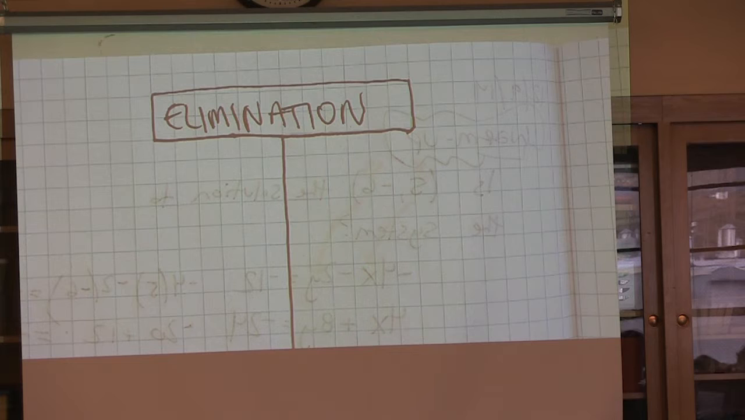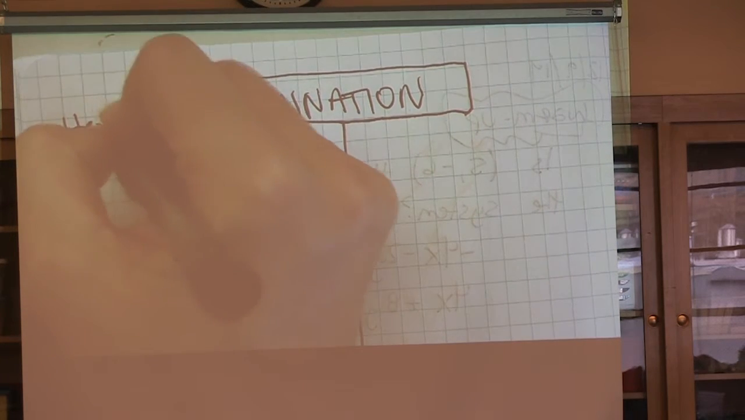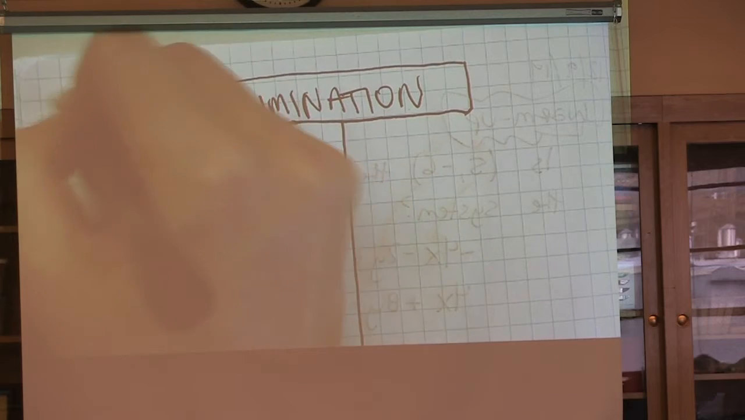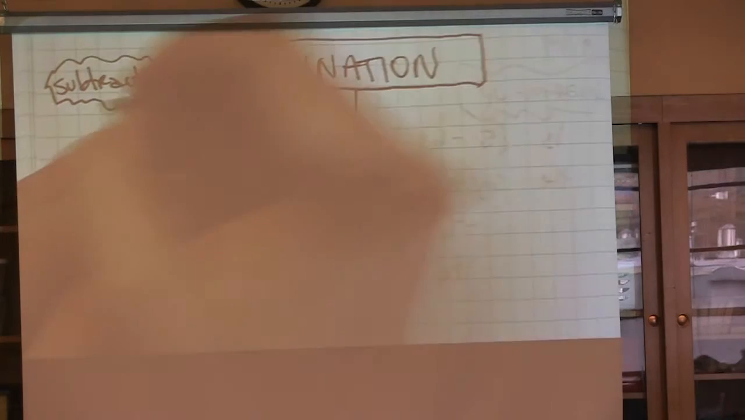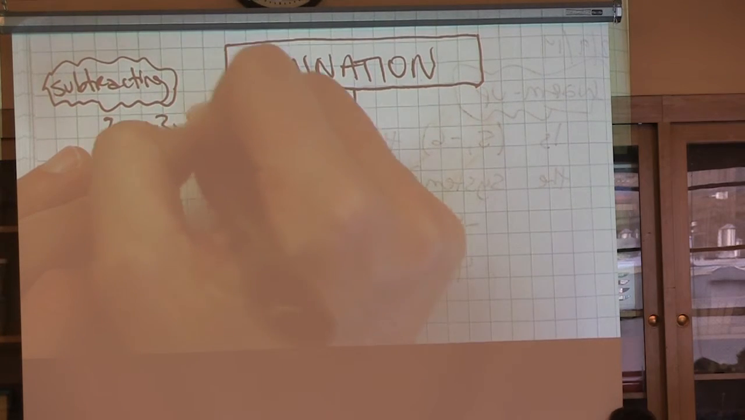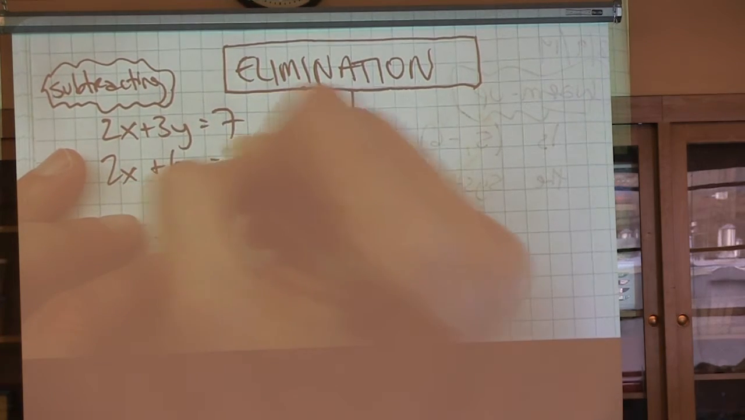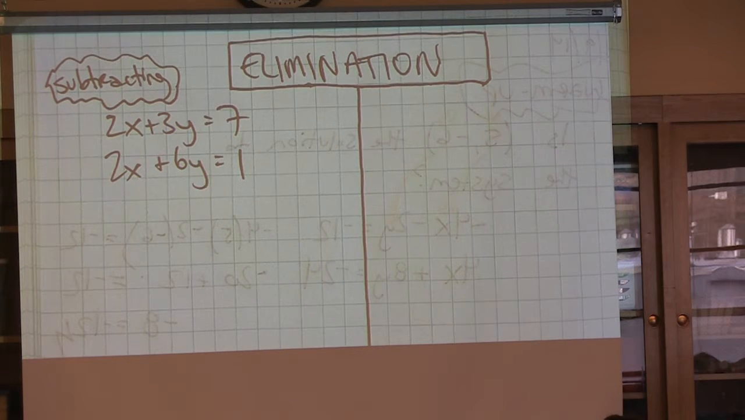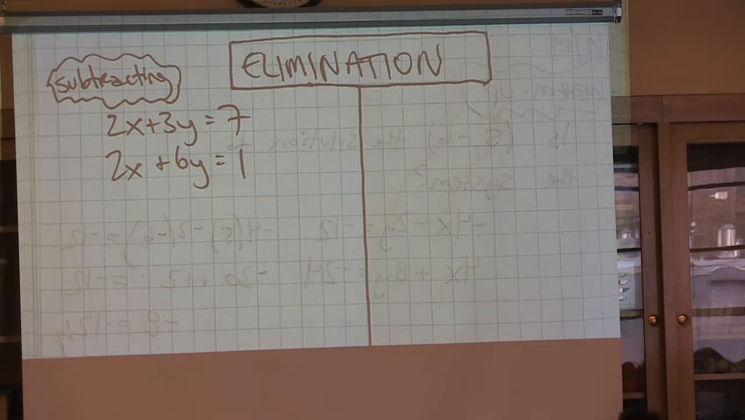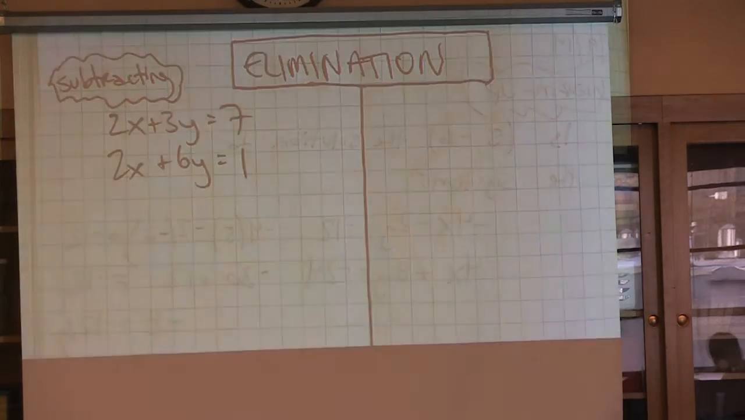Elimination. This is the last and final way of solving systems of equations, and there are 2 versions of it. The first version is subtracting. So if we have a system like, say, 2x plus 3y equals 7 and 2x plus 6y equals 1, if the clips and pennies problem was hard, this now is near impossible.